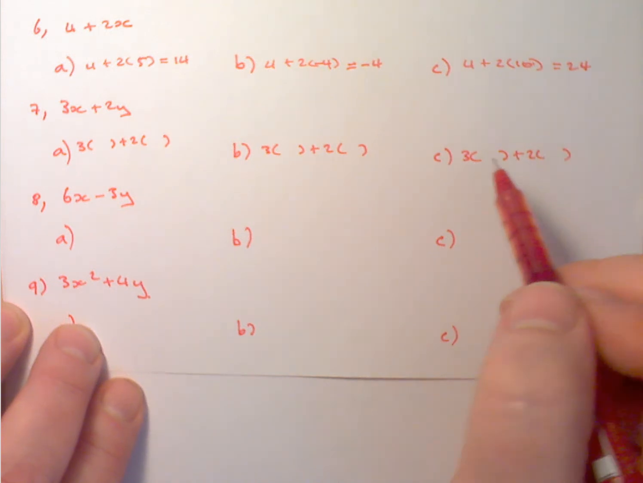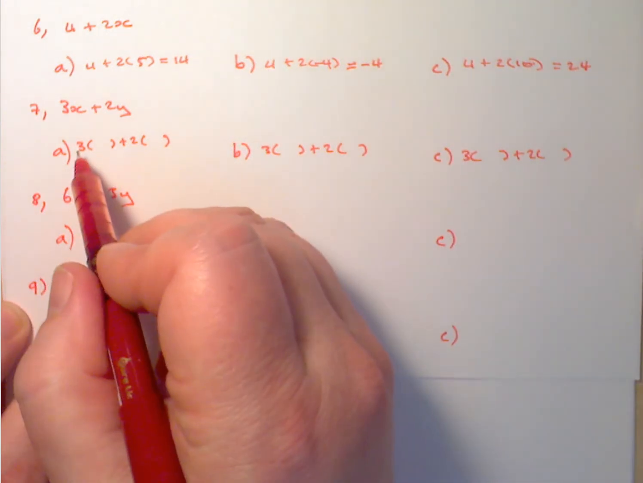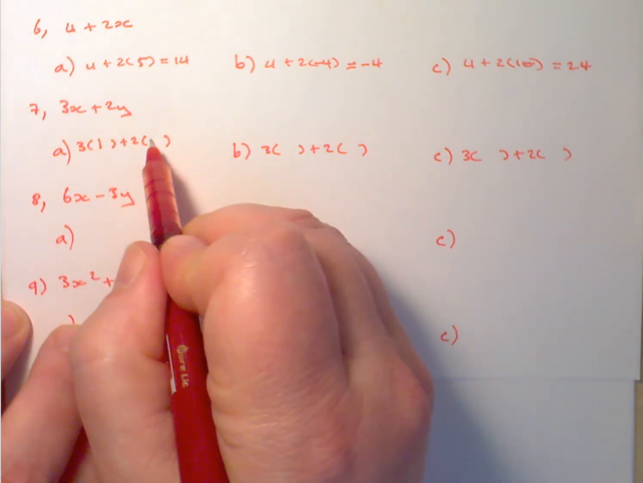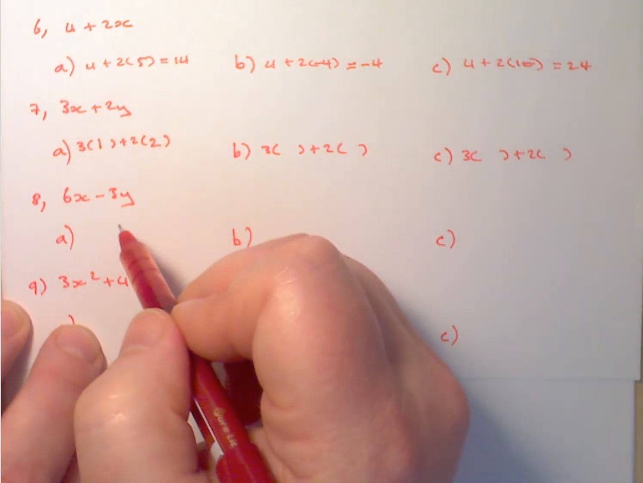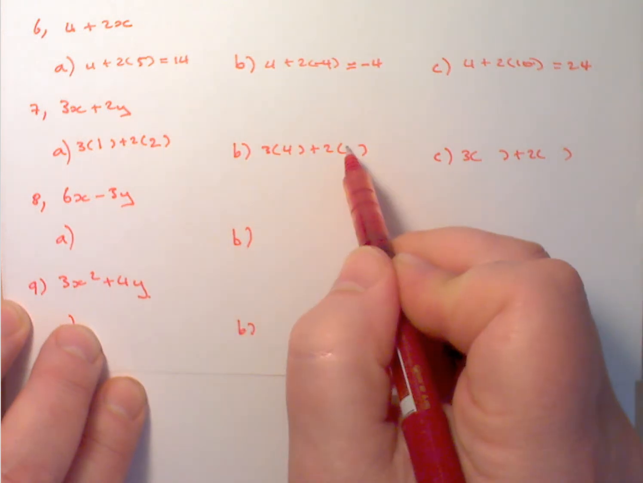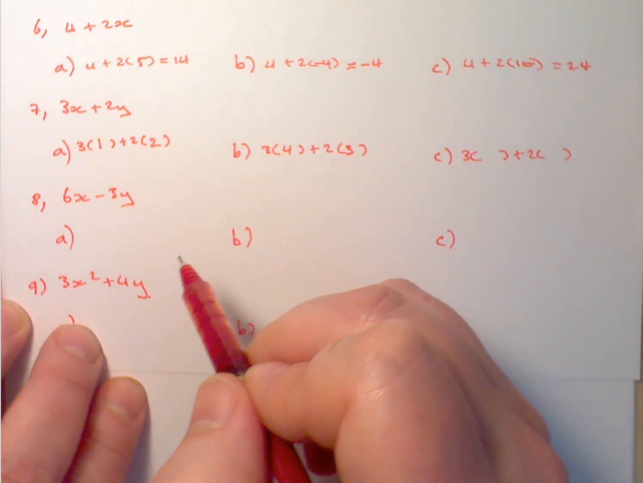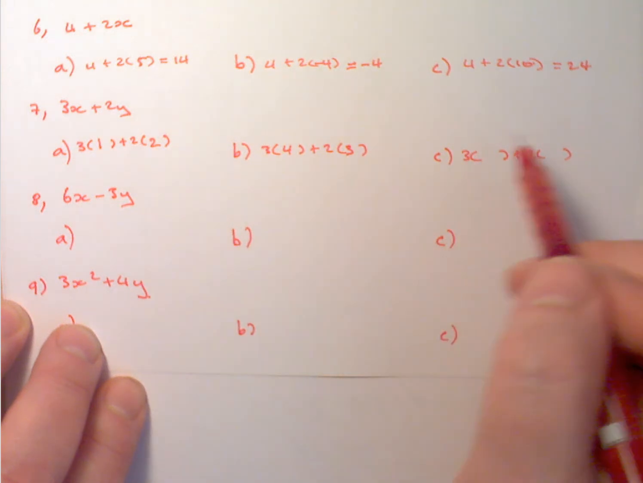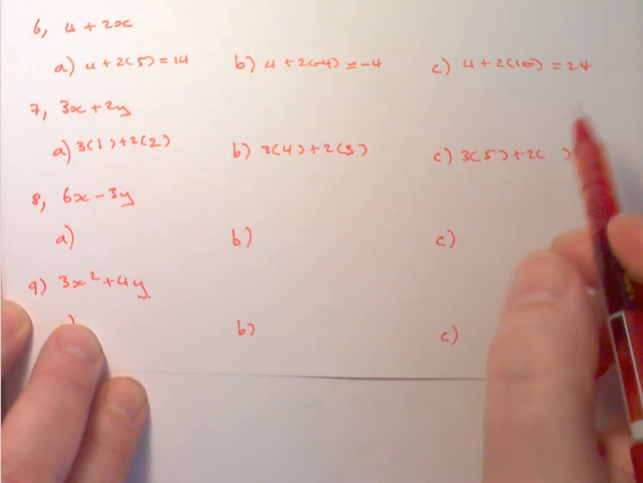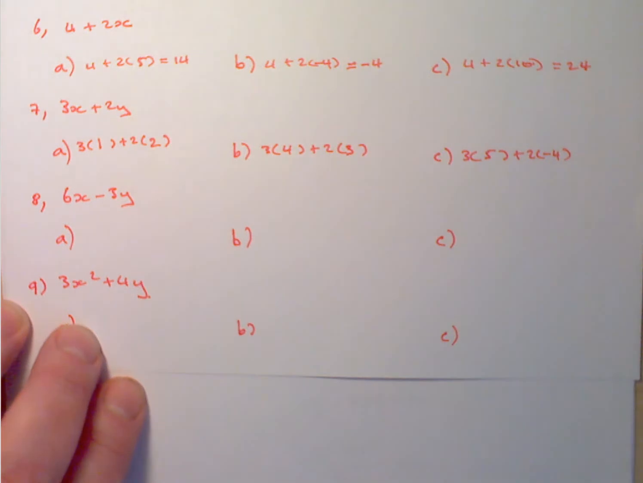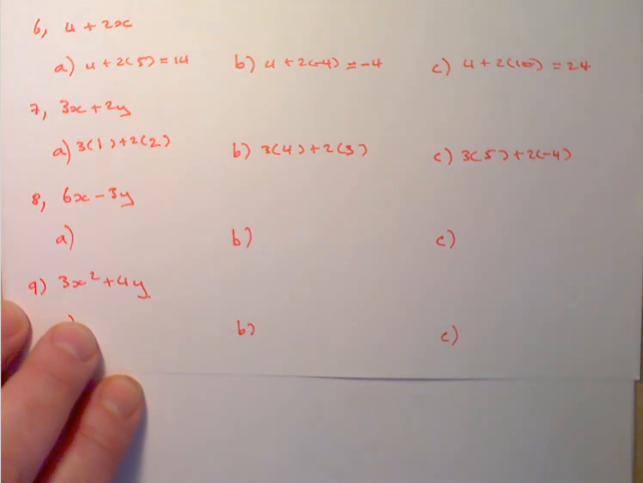Now they'll tell me in question 7a that they want the x to be 1 and the y to be 2. So I just put 1 and 2 there. In part B, they want the x to be 4 and the y to be 3, so I put 4 and I put 3 here. And in part C, they want x to be 5 and they want y to be minus 4. Okay, none of which are an issue because once I've done it like that, I can just use the calculator.